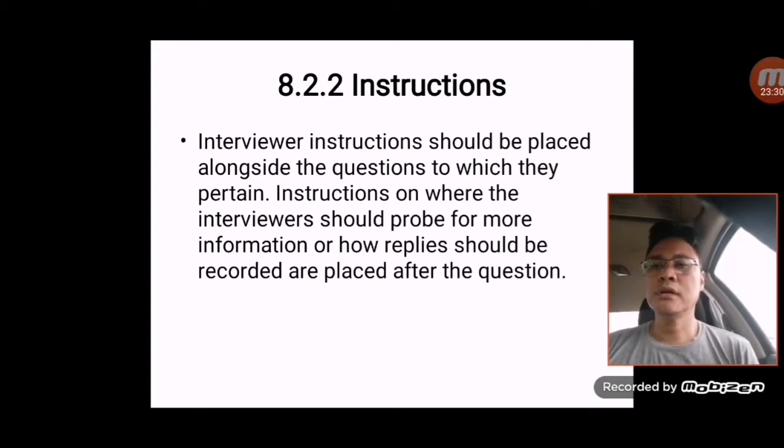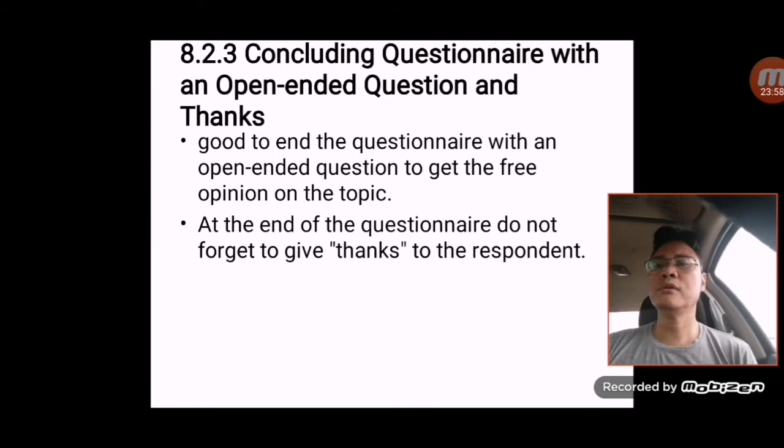Instructions. Okay, you are allowed to answer more than once. Ataupun if you don't experience this, your participation ends here. Ataupun please proceed to question number 5 if you answer 3A. Something like that. You instruct the respondents what to do next in the questionnaire. Okay, concluding questionnaire with open-ended question, thanks. Okay, so penghabisan sekali kita kata thank you to the respondents.